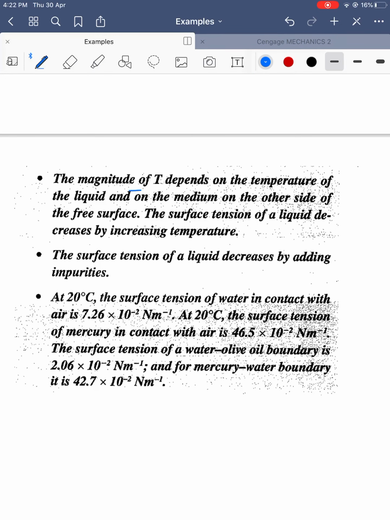So now these are some important properties. The magnitude of T depends on the temperature of the liquid. Note down these points and remember.